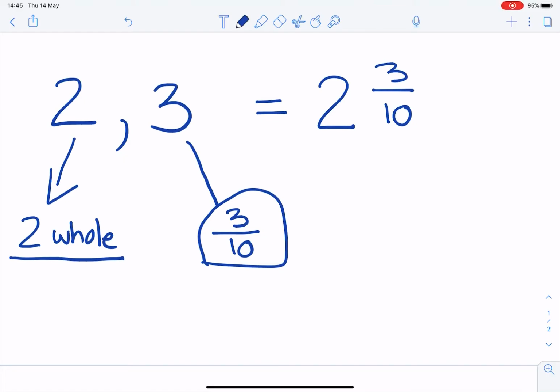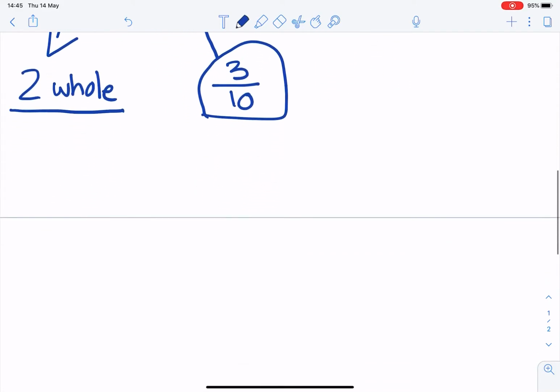If you turn over the page to page 148 and you look at question 3, you've been given a picture of 10 children and you are asked questions about them. Read them carefully. For each question you must write a fraction and a decimal fraction. Let's do 3A together.